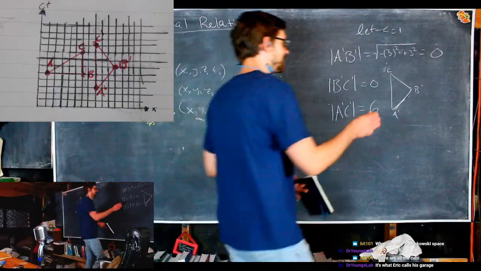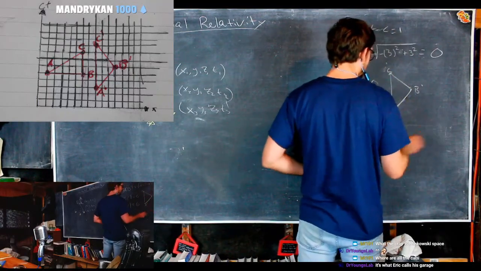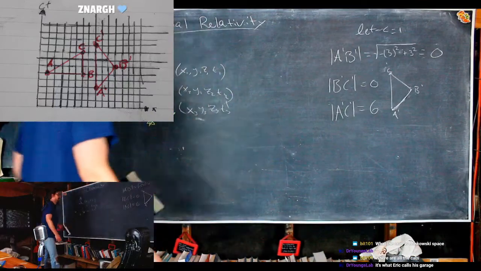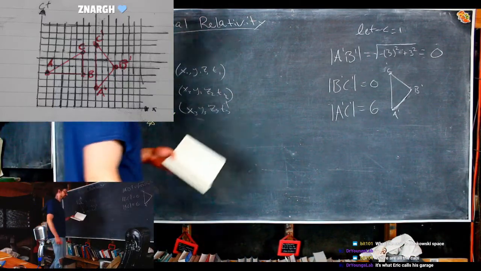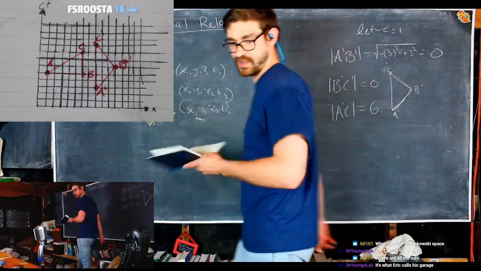So now we have these different events, right? I called these events. And we have to kind of figure out why this distance right here is 0. That doesn't make sense intuitively. But it does if you know what a light cone is.